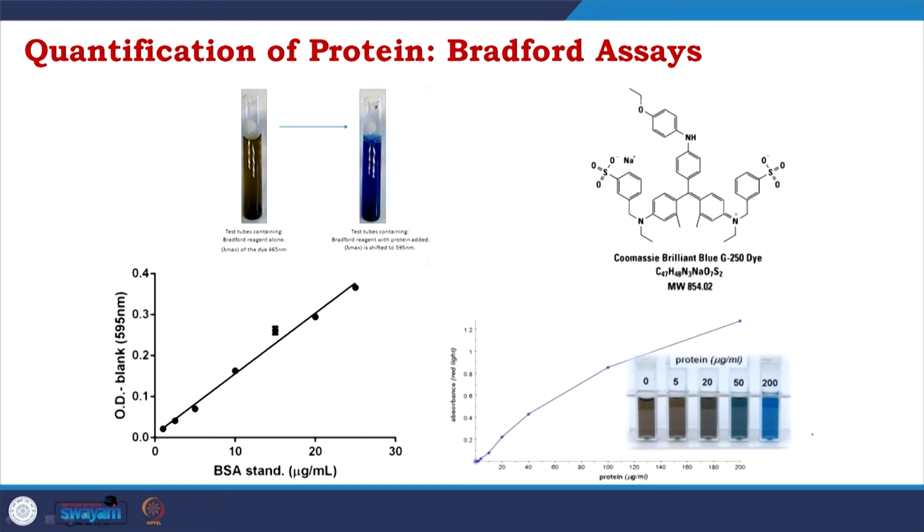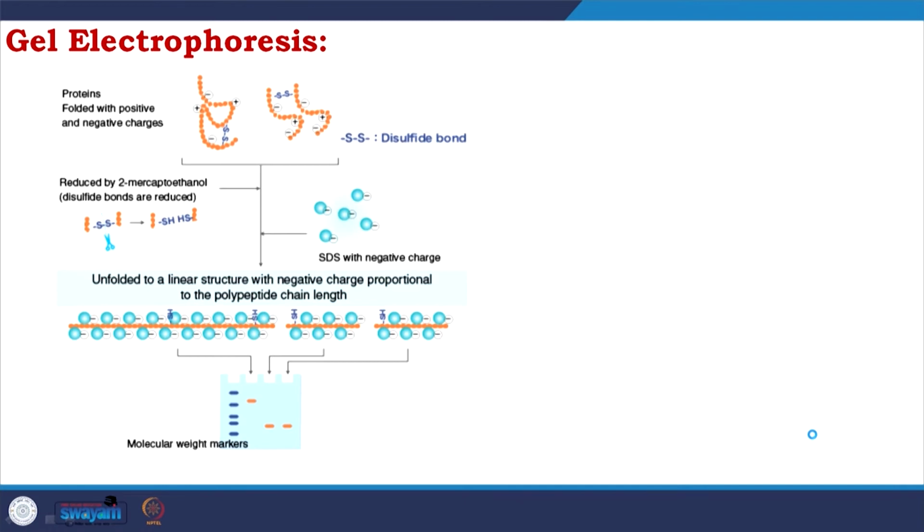So, using those reagents you could identify protein, you could quantify protein, you could understand or compare different cultures, you could calculate the concentration of an unknown newly produced protein. Another very interesting technique is gel electrophoresis, and this is a very handy technique.